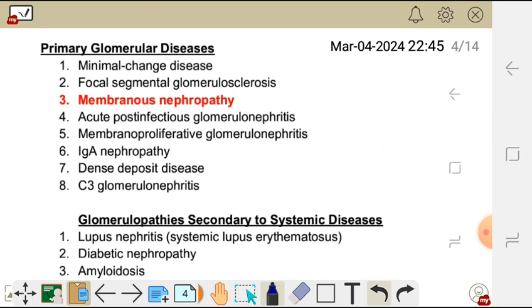So the diseases which affect the glomerulus are divided into two. We have those which are called primary glomerular diseases, and we also have those which are called glomerulopathies secondary to systemic diseases. We started by looking at primary glomerular diseases, in which we looked at minimal change disease, focal segmental glomerulosclerosis, and we are now going to look at membranous nephropathy.